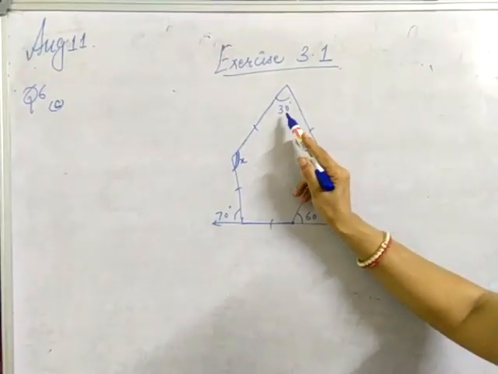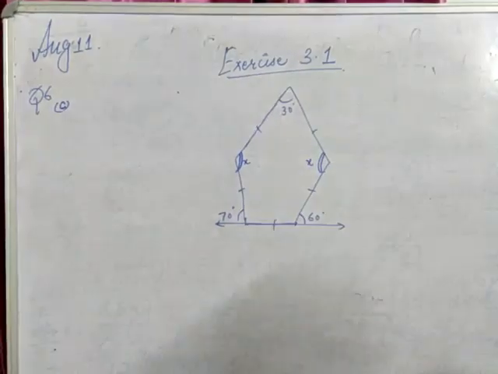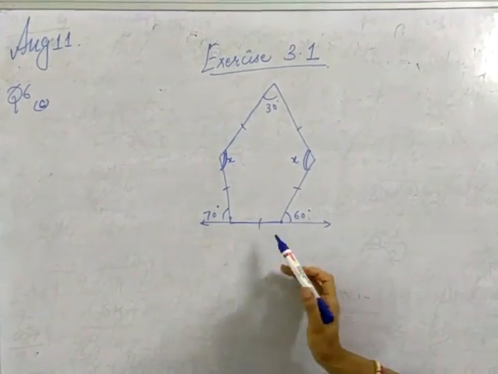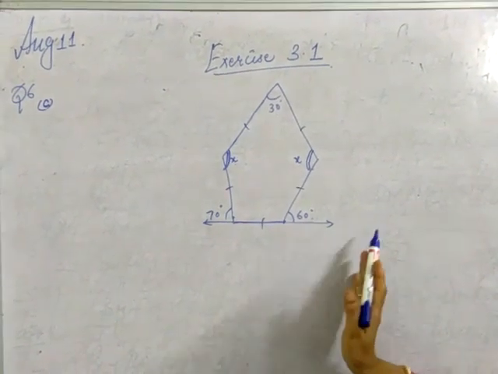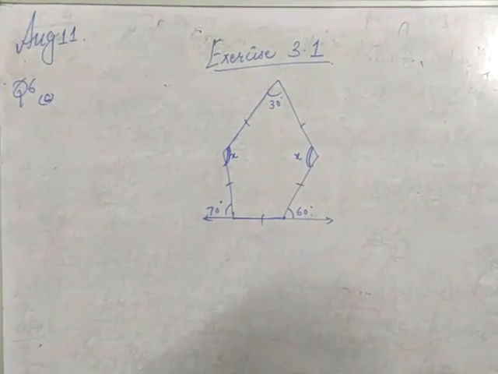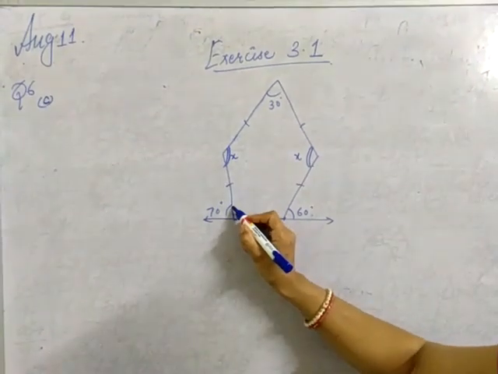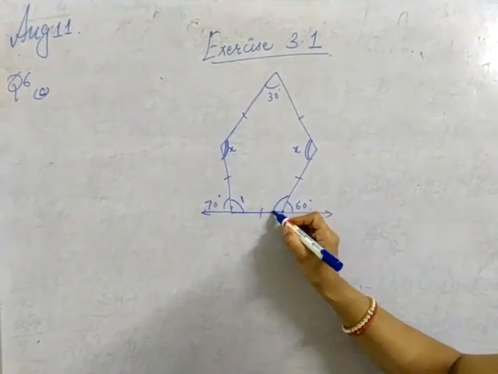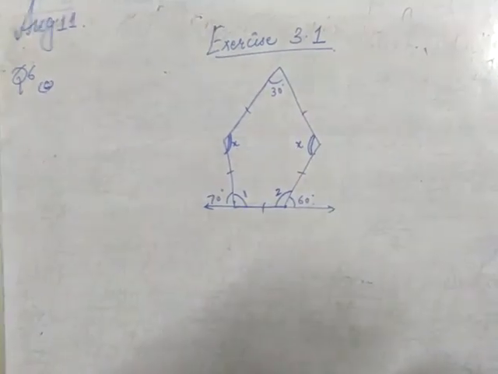Now these angles 30x and x, these are interior angles, whereas the 70 and 60 are not in the interior, they are outside the figure, so they are the exterior part. So now before that I need to calculate these two angles, angle 1 and this one, angle 2.